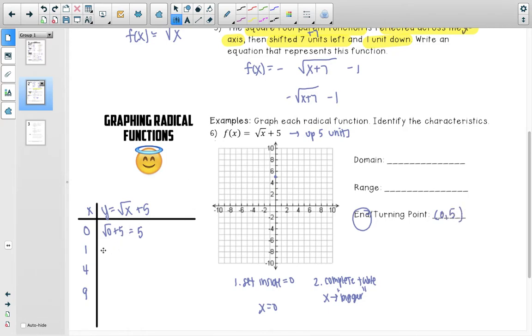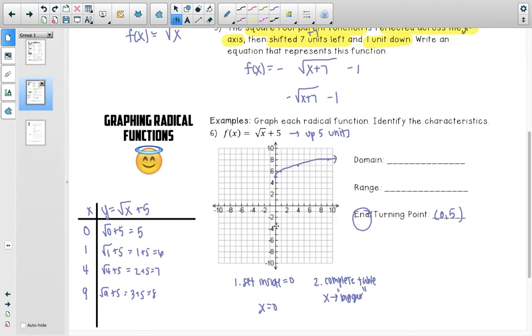Then you're going to plug in 1. You're going to do the square root of 1 plus 5. The square root of 1 is 1, plus 5 is 6. So at 1, we're at 6. Square root of 4 plus 5. The square root of 4 is 2, plus 5 is 7. And then we're going to do the square root of 9 plus 5, and the square root of 9 is 3, so 3 plus 5 is 8. So at 9, we are at 8. So the graph looks something like this.